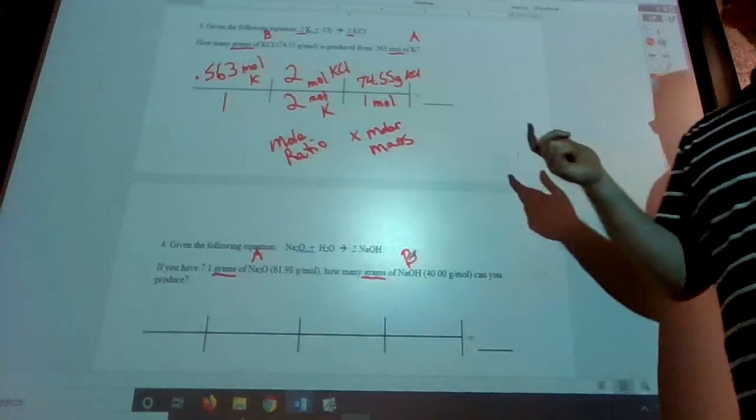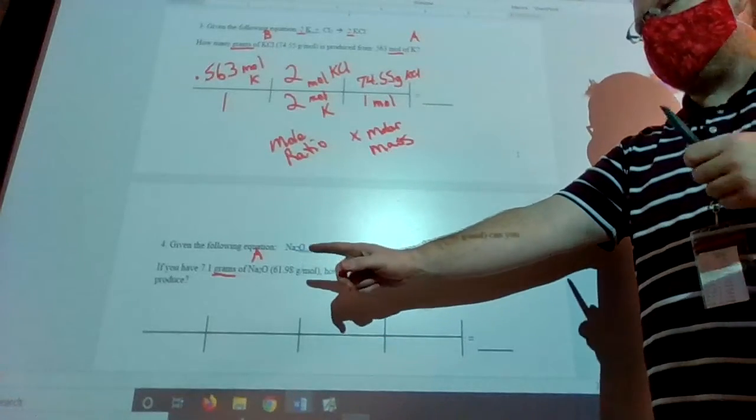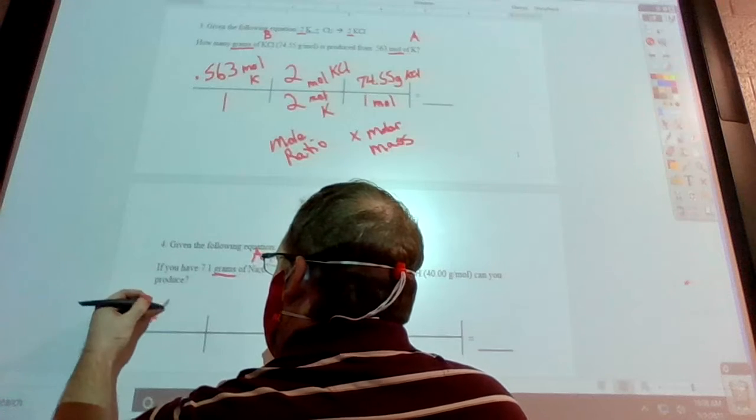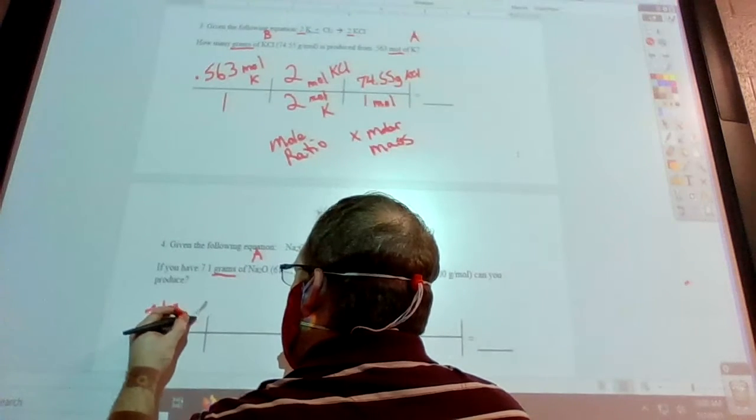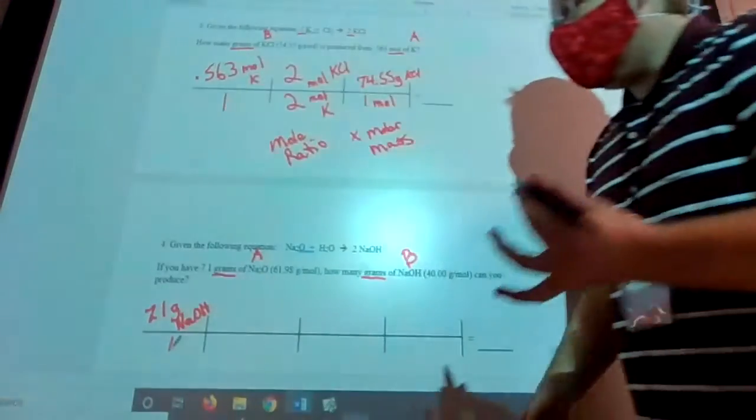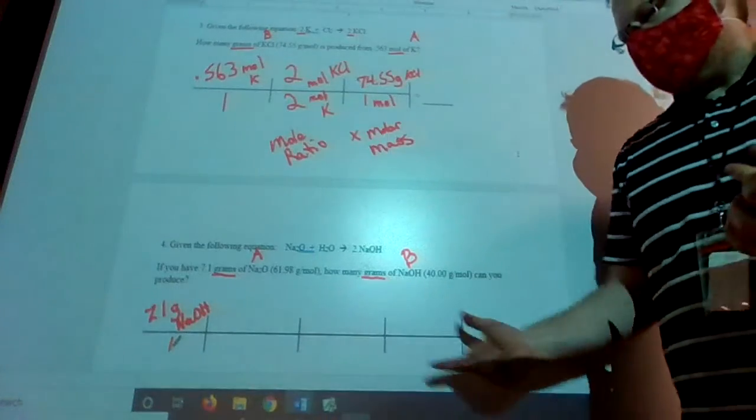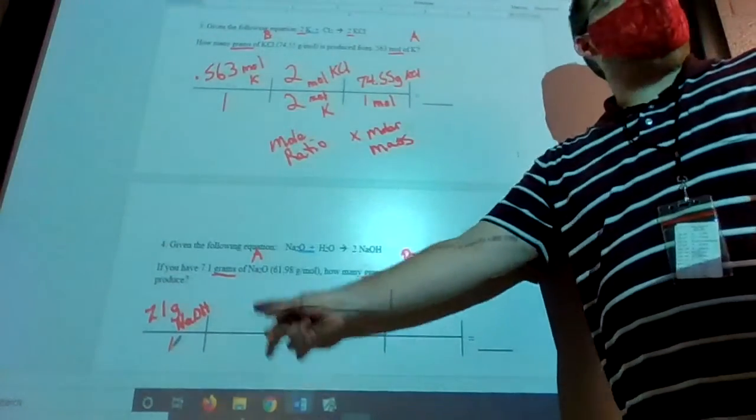So we need to start by writing our first number down all the way to the left, and that's the number they give us, that 7.1 grams. 7.1 grams of NaOH. Put it over 1. And then we can also take notes. Now, I don't have a lot of room on the bottom of my board, so I'm going to put it up top.